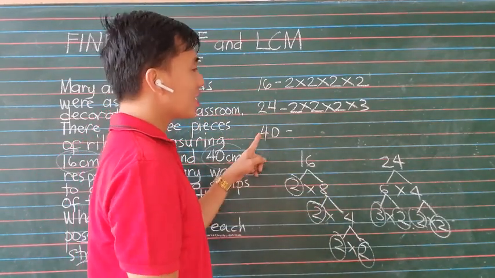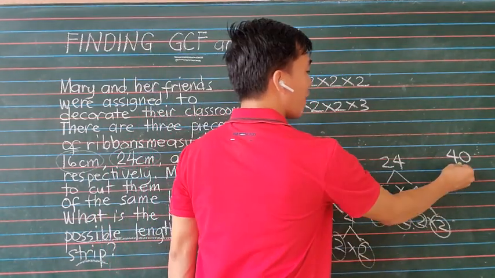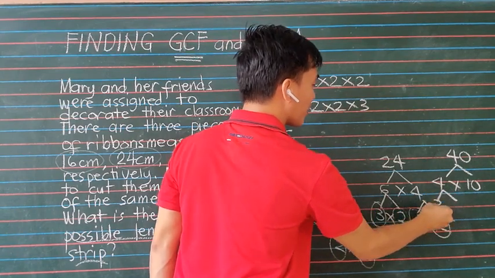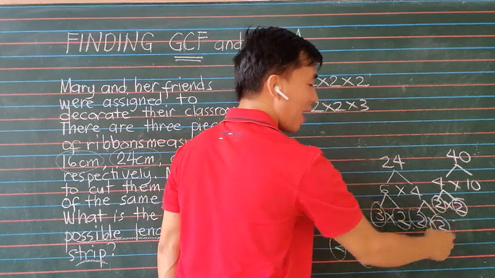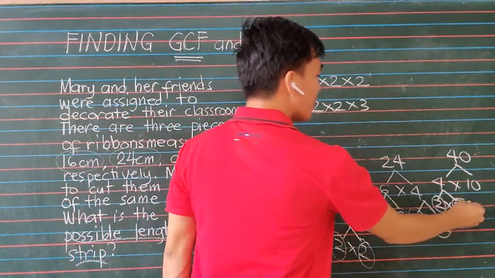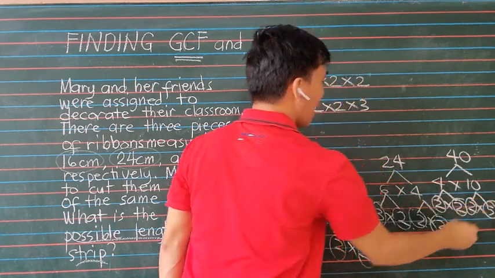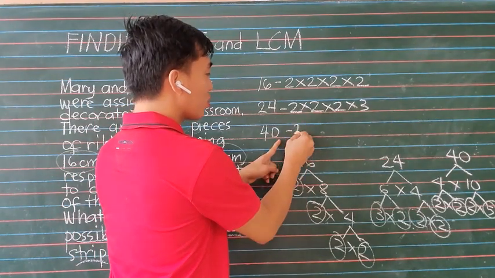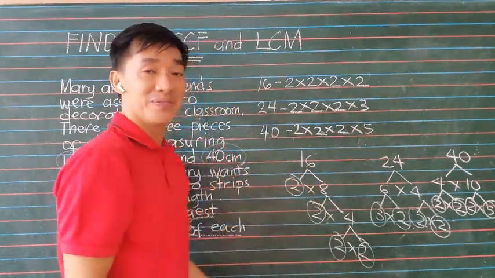This time, let's try 40. 40 can be factored into 4 times 10, and 4 can be factored into 2 times 2, prime and prime. However, 10 can be factored into 2 times 5, prime and prime. Therefore, the prime factorization of 40 is 2 times 2 times 2 times 5.